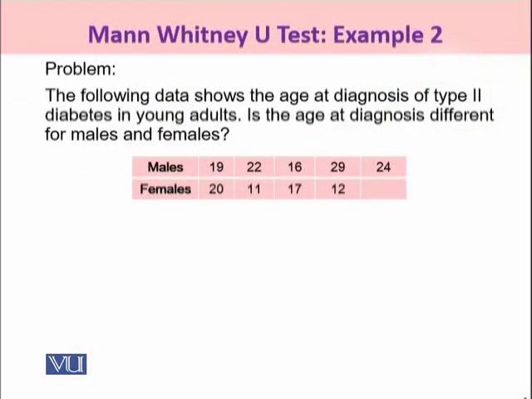So students, in order to do that, I have taken an example and I'm going to share it with you. The following table shows the age at diagnosis of type 2 diabetes in young adults. Is the age at diagnosis different for males and females? So students, here you have to test whether the age at diagnosis is the same or different for males and females. Now the data for the males and females is being given. We would be using this data to apply the Mann Whitney U test.